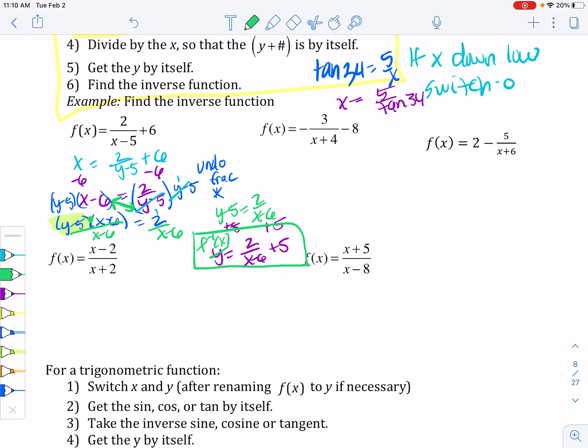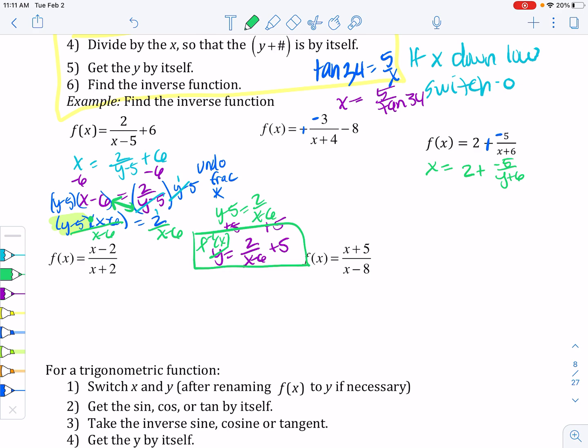Okay. Now, if I give you an equation that looks like, let's do this one. Okay. This negative here, I'm going to put it up there. I would do the same thing over here. This negative I would put with the top. Okay. It just makes it slightly shorter. And so I like that better. Okay. So we're going to switch x and y. So we get x equals 2 plus negative 5 over y plus 6.